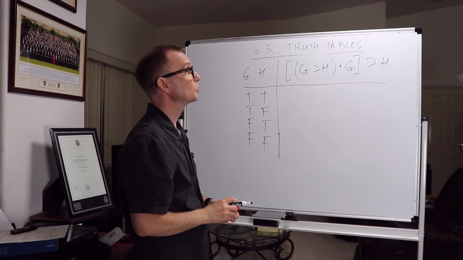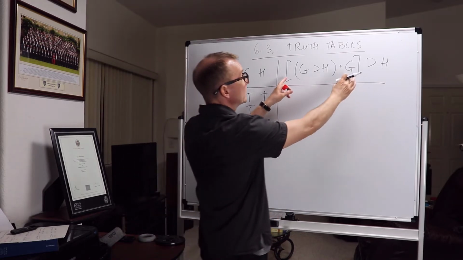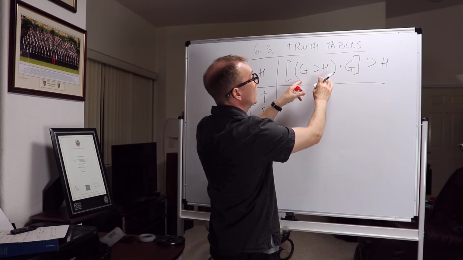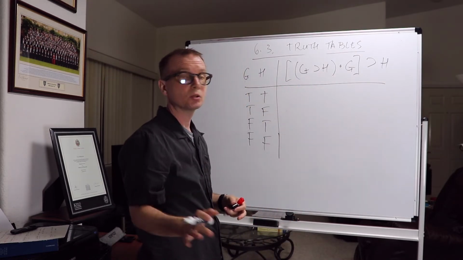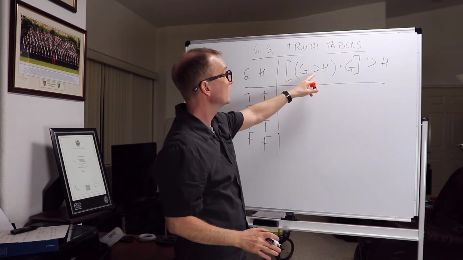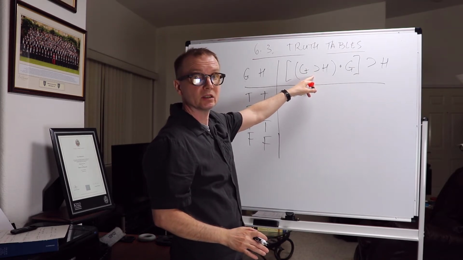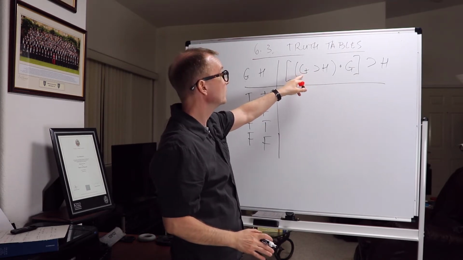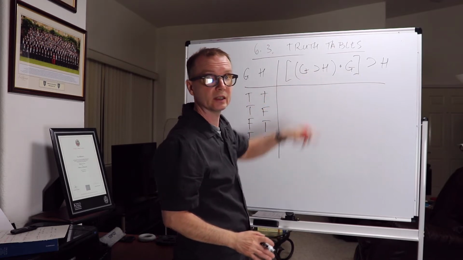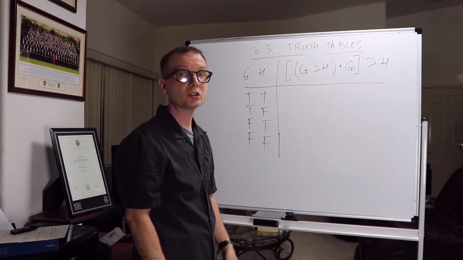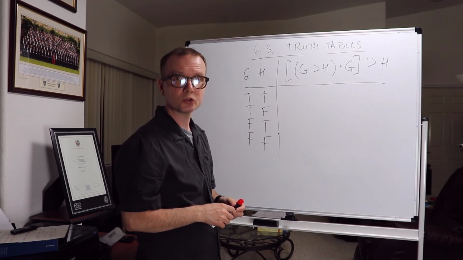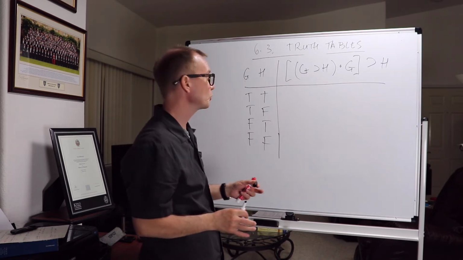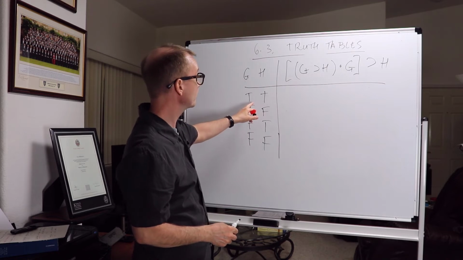Okay, now what do we do next? Well, we have brackets and we have parentheses. We do not have any negations. So we can do what is in parentheses first. We are going from G to H, and this is implication. Again, what's the rule for implication? Do you remember? From true to false, false. All others are true.